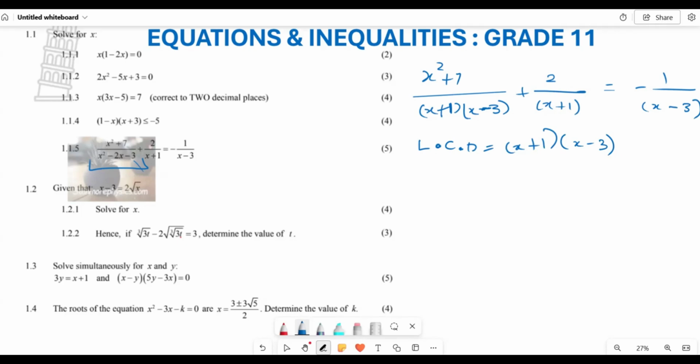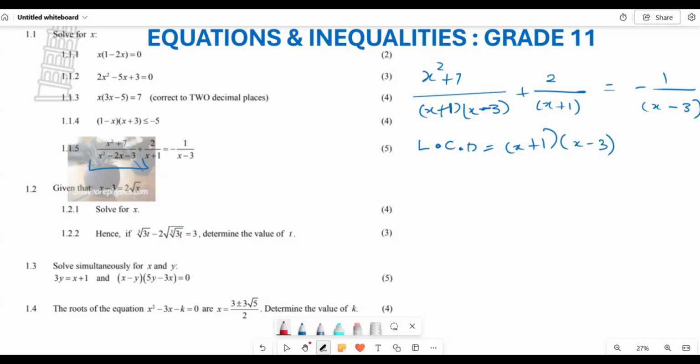And now after this, what is it then that you're going to do? Now we are going to multiply by our LCD here. So which means we are going to ensure that all our denominators are the same. And how can we ensure that all the denominators are the same? We are going to multiply the brackets without the denominator. Remember, we need to have x plus 1 in the denominator and also x minus 3.